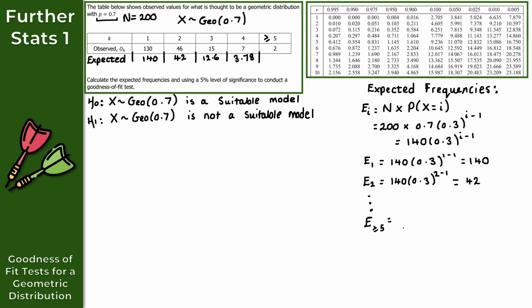In that case, that's going to be N, which is 200, minus the sum of these remaining expected frequencies. So it's 200 minus 140 plus 42 plus 12.6 plus, what's our last one here? 3.78.